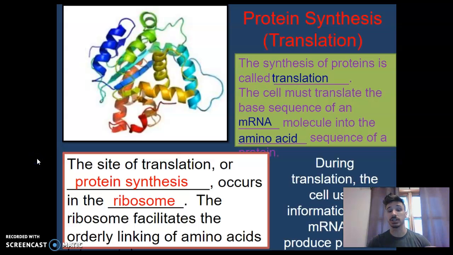Now, during translation, the cell uses the information contained within mRNA. Remember, that information is contained within the order of the nucleotides, the A's, the U's, the C's, and the G's. Remember, T is only found in DNA. U's replace T's in mRNA.